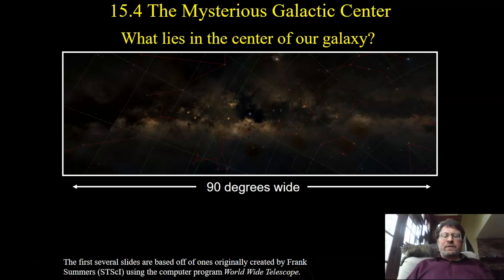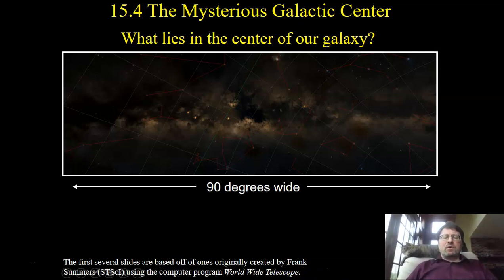These first few slides were actually prepared a few years ago by a gentleman named Frank Summers, who works for the Space Telescope Science Institute. What they'll show us is a progressively zoomed in look at the center of our galaxy. The images were taken from a program called Worldwide Telescope. The plus sign here represents the direction towards the center of the galaxy, and this image is in the visible.